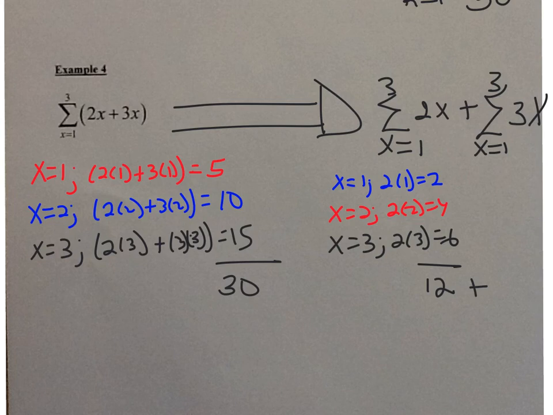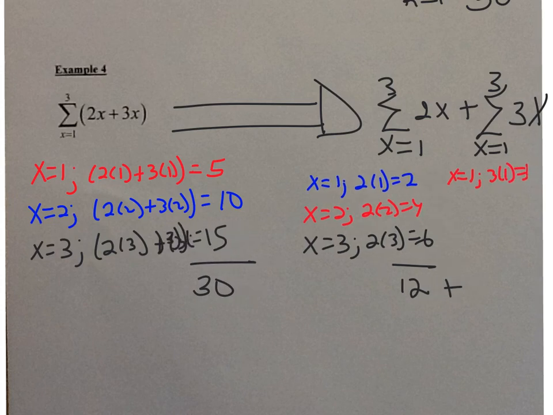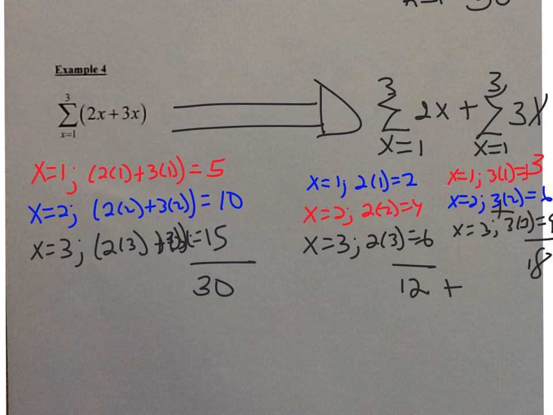Okay, so I have x equals 1, so that's 3 times 1, which is 3. So that's a 3 here. And then I have x equals 2. So that's 3 times 2, which is 6. And x equals 3, which is 3 times 3, and that's 9. So you get 18 when you add them up. And then when you do 12 plus 18, you get 30. So either way, you get the same exact answer.